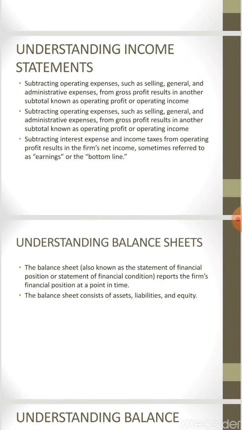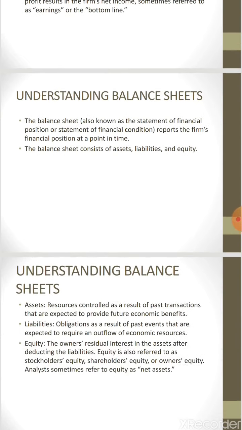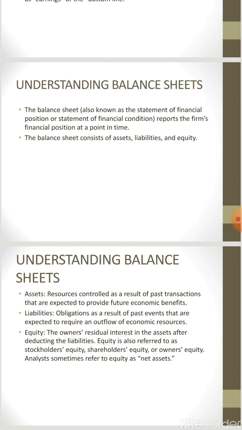And then we move on to understanding the balance sheet. The balance sheet is also known as the statement of financial position. It shows us the financial position of the company at a point in time. It consists of the assets, the liabilities, and the equity. When we prepare the statement of financial position, we use the accounting equation, which is assets minus liabilities, which gives us what? Capital. Assets are the resources that are controlled by the firm, which are supposed to provide future economic benefits.